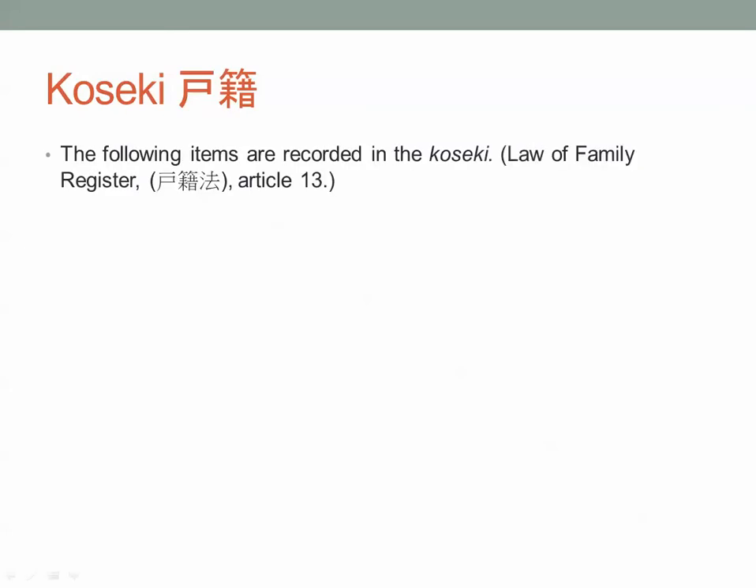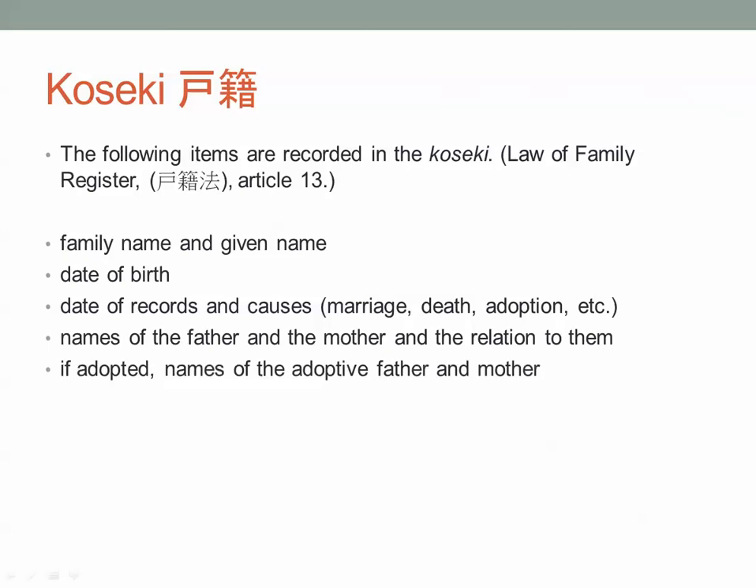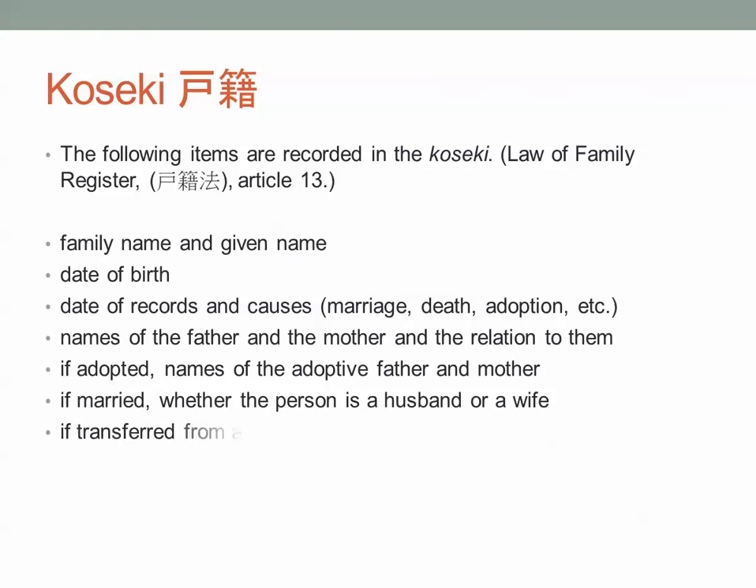So the following items are recorded in a koseki according to the law of family register. You'll have the family name and the given name of the members, the date of birth, the date of records, and the causes. In other words, changes and what caused those changes, so marriage, death, adoption, things like that. Names of the father and the mother and the relation to them. And if adopted, names of the adoptive father and mother. And if married, whether a person is a husband or a wife. And if transferred from another koseki, the former koseki.